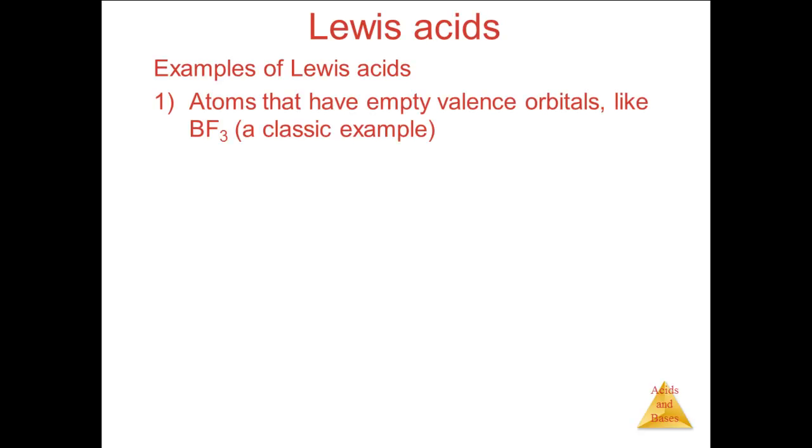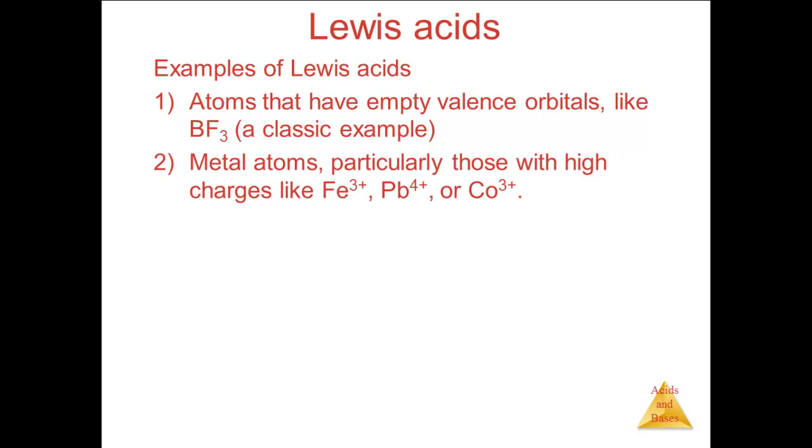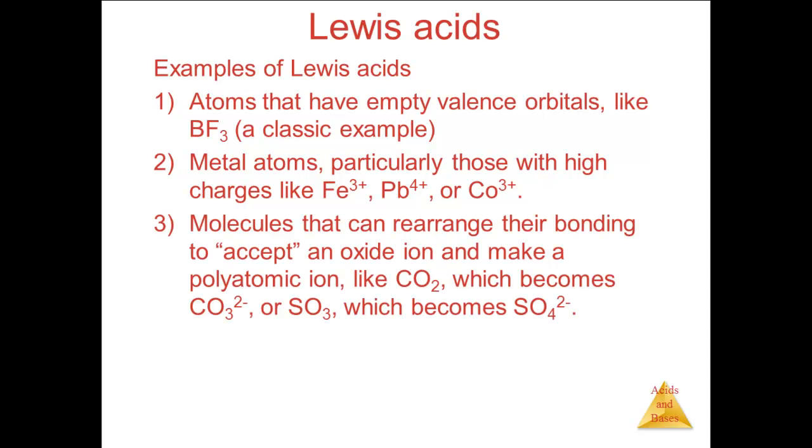1. Atoms that have empty valence orbitals, like BF3, a classic example of a Lewis acid. 2. Metal atoms, particularly those with high charges, like Fe3+, Tb4+, or Co3+. And 3. Molecules that can rearrange their bonding to accept an oxide ion and make a polyatomic ion, like CO2, which becomes CO3 2-, or SO3, which becomes SO4 2-.